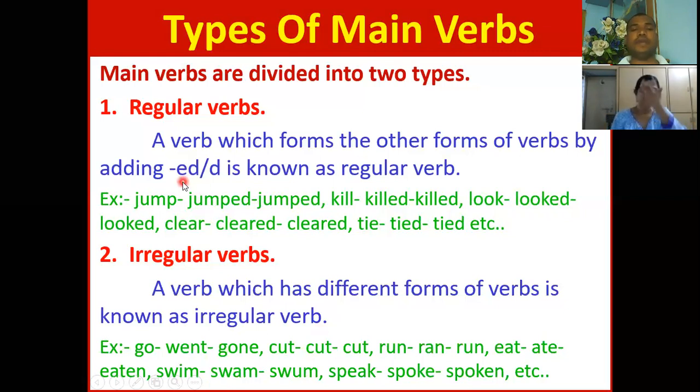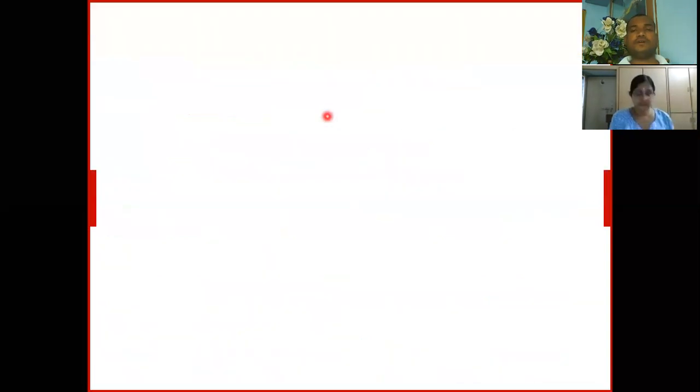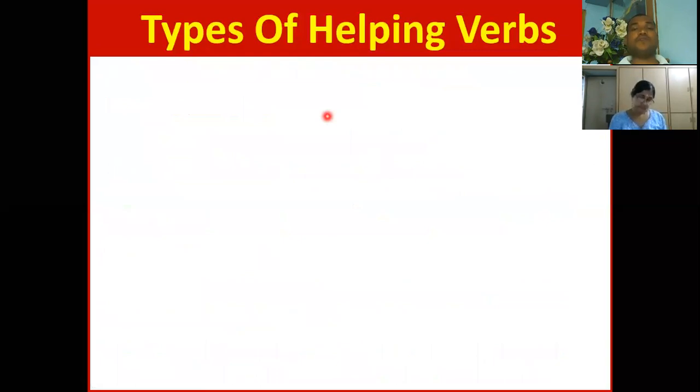If you are able to make V2 and V3 forms by adding ED or D, those verbs are known as regular. If there are completely different forms or completely same forms without any D and ED forms, those are known as irregular verbs. That is the difference between regular and irregular verbs. So this is about main verbs.